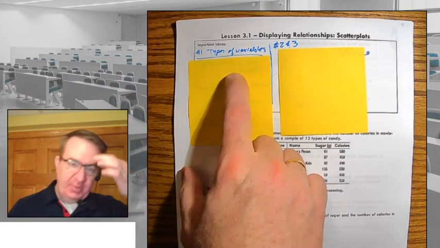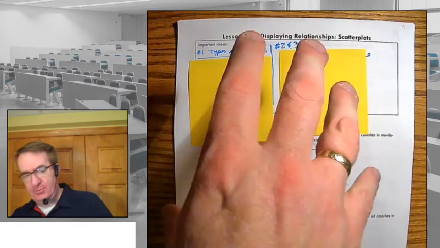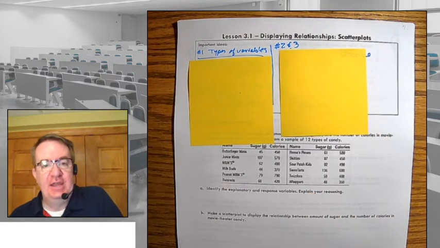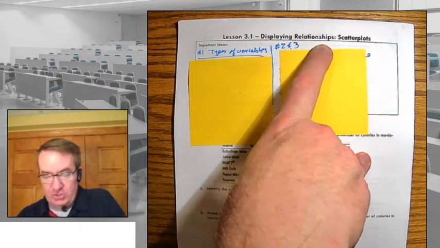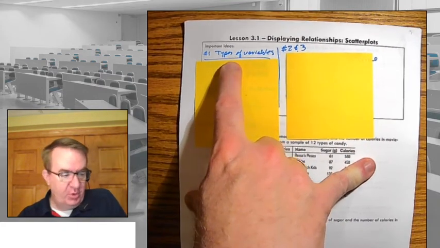Anyway, so in your notebooks, my class, you're going to put this information so that you've got it easily at hand so you can look back at it. So we're talking about displaying relationships and scatterplots. Important idea number one, types of variables.